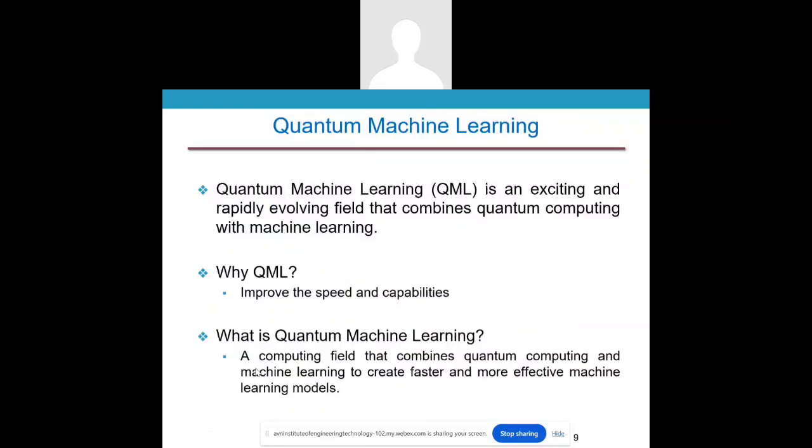Let us move to the actual topic. This is a very basic introduction. What is quantum machine learning? This is an advanced and rapidly evolving field that combines quantum computing with machine learning. Using the features of quantum computing machines, we solve these learning problems, such as extracting patterns or optimizing.